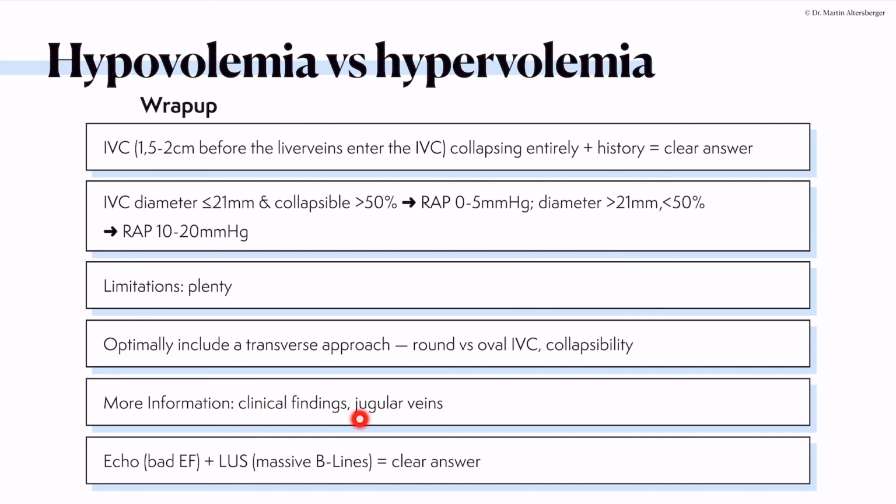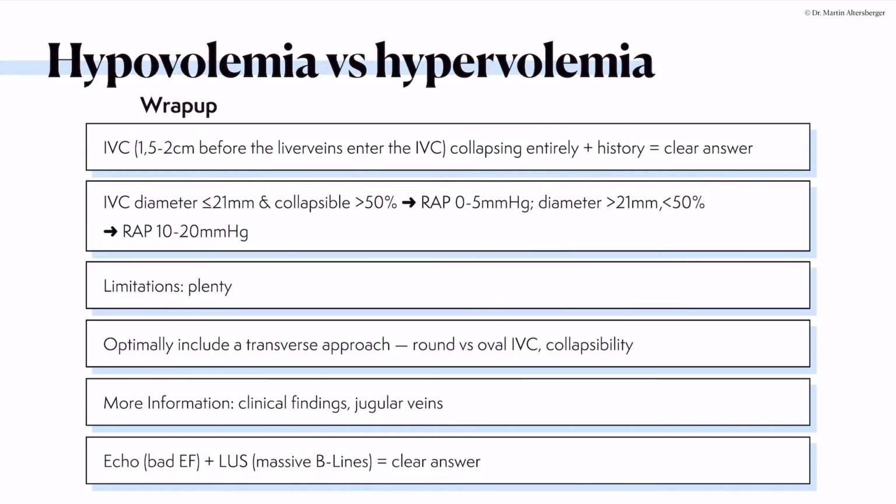This is utterly important. And we can take a look at jugular veins. We can take a look at the heart. So we can gather a lot of additional information. In echocardiography, as we have seen before, we have a reduced ejection fraction plus with lung ultrasound massive B lines that also leads to a clear answer.